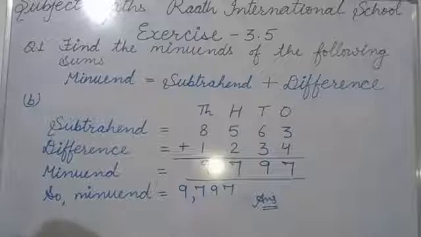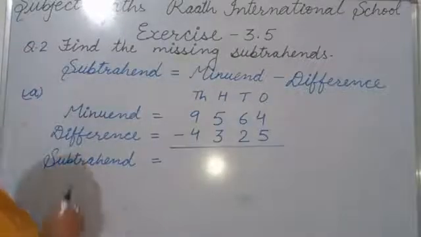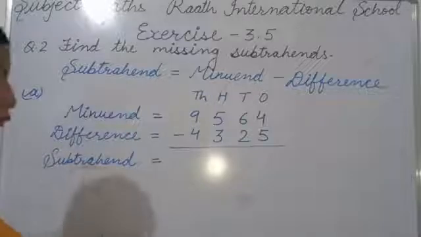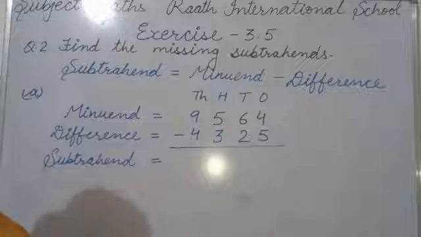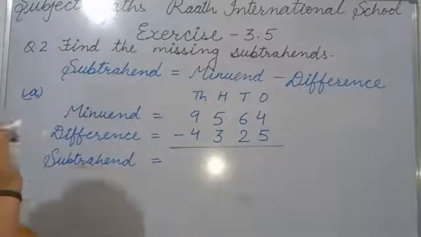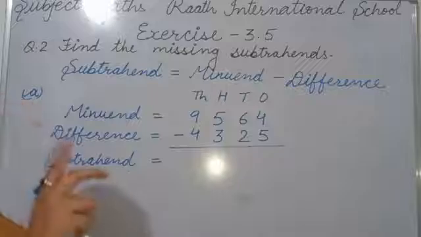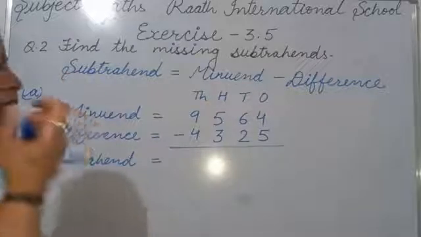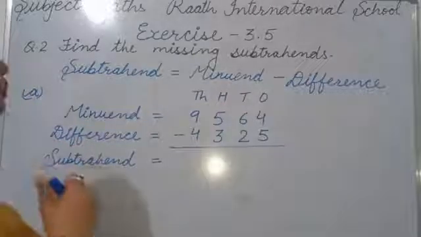Okay, now we will do question number 2. Find the missing subtrahends. Here you have to find the subtrahend. The subtrahends are not given here, so you have to find them. There is a missing subtrahend, so that we have to find. The minuend and difference are given. In the question, the difference is given and the minuend is given, and the subtrahend is missing, so that we have to find.